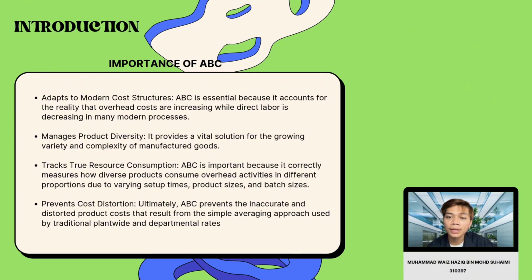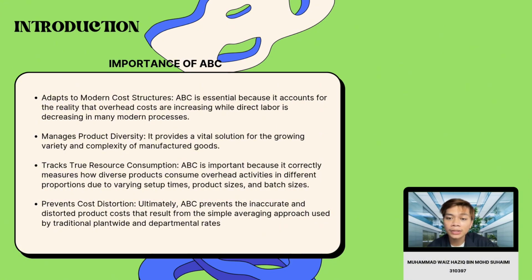So first, it adapts to modern cost structures. ABC is essential because it accounts for the reality that overhead costs are increasing while direct labor is decreasing in many modern processes. Secondly, it manages product diversity. It provides a vital solution for the growing variety and complexity of manufacturing goods.